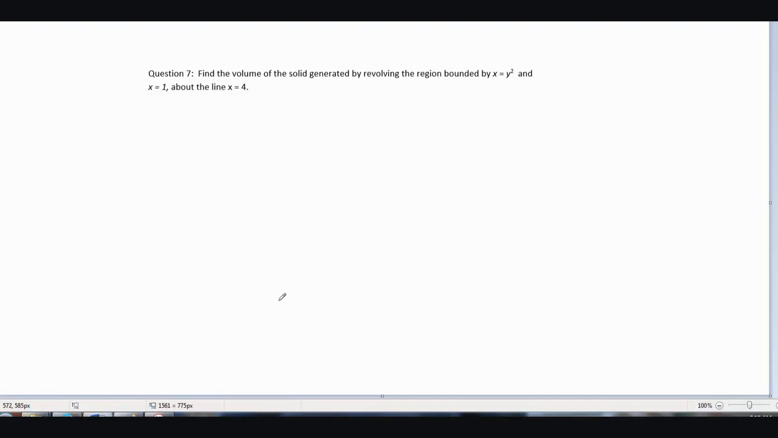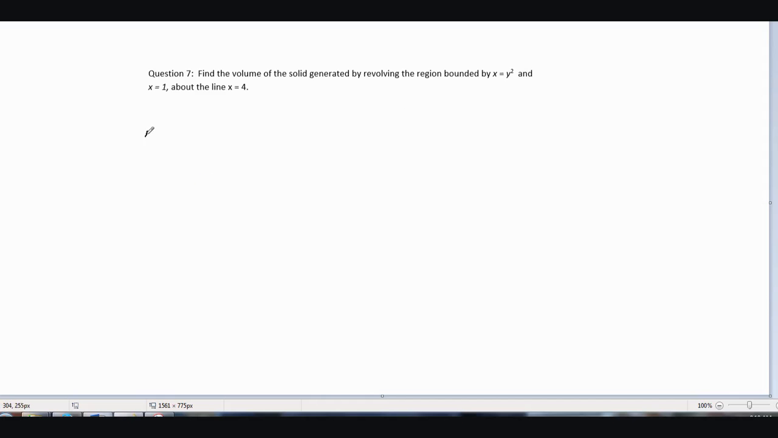Now we're going to do a really exciting problem. We're going to do a problem that involves the washer method where we're not revolving around the x or the y axis. So we're going to revolve around another line. Our question says, find the volume of the solid generated by revolving the region bounded by x equals y squared, x equals 1, about the line x equals 4.